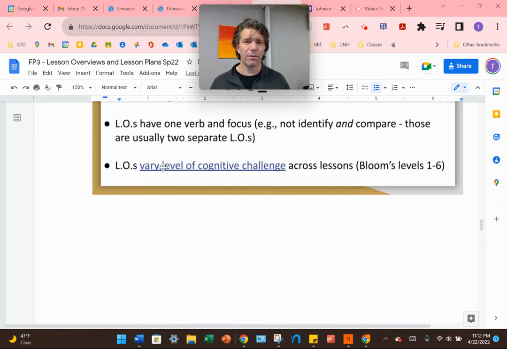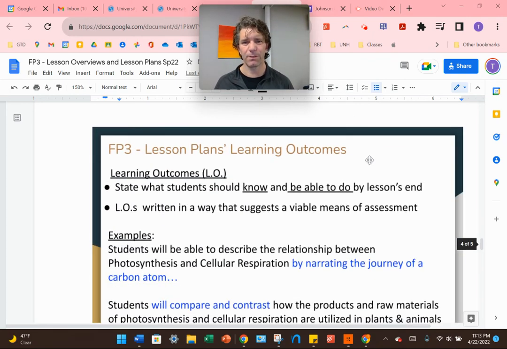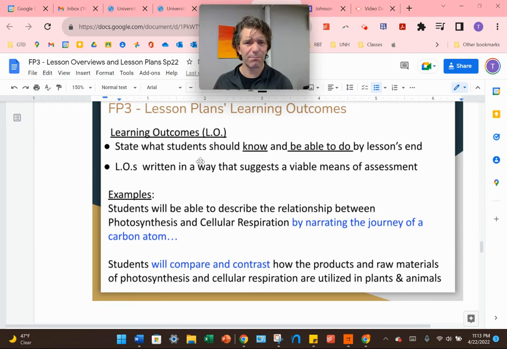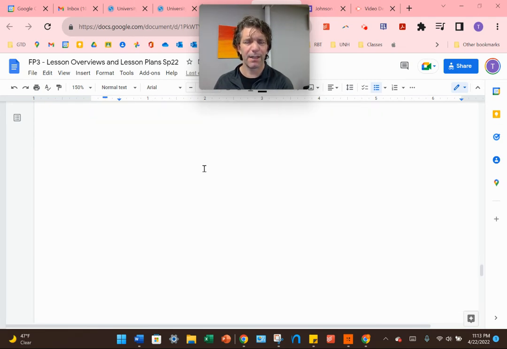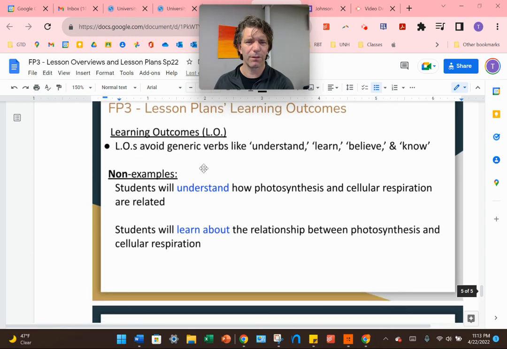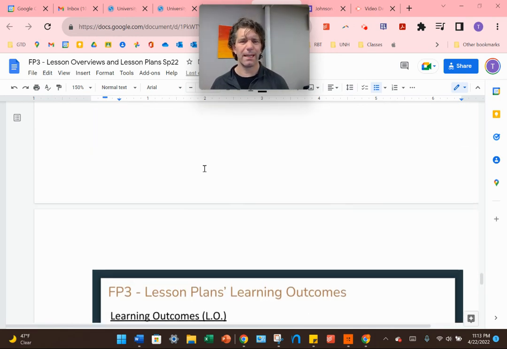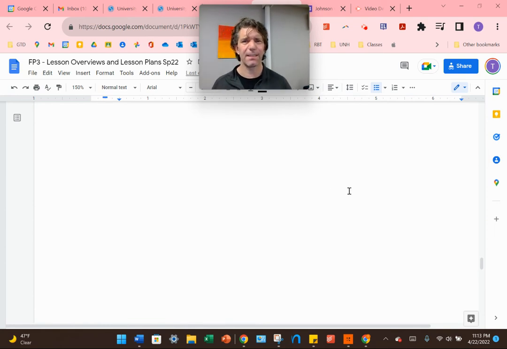Across the three levels, or the three lessons, they shouldn't all be recall. They should vary the level of cognitive challenge as indicated by Bloom's levels. And I think that's about it. Take a look at the examples for further clarification. But yeah, I guess that's about it for FP3.